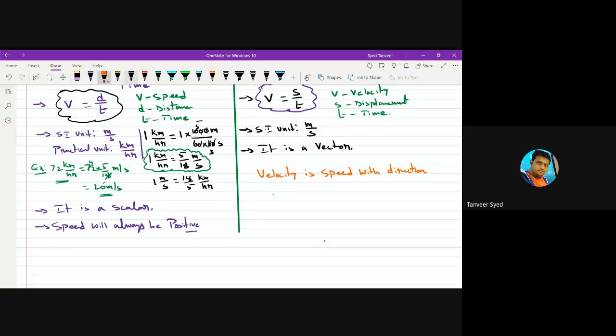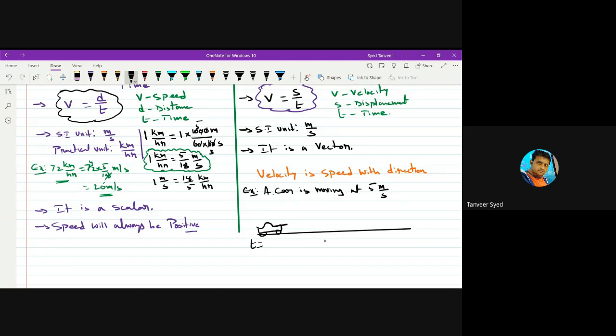Like, if I tell you a car is moving at 5 meter per second. A car is moving at 5 meter per second. From this, what do you understand? You should see a car, and that car is moving with a speed of 5 meter per second. What does this mean? 5 meter per second means the car is covering 5 meter in every 1 second.